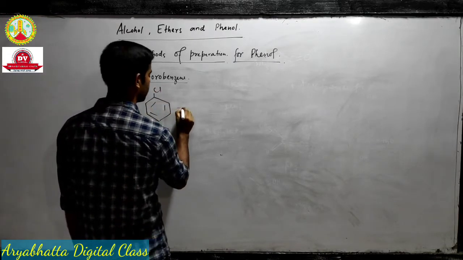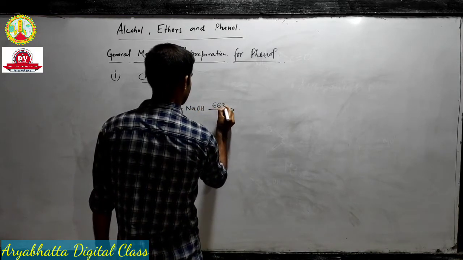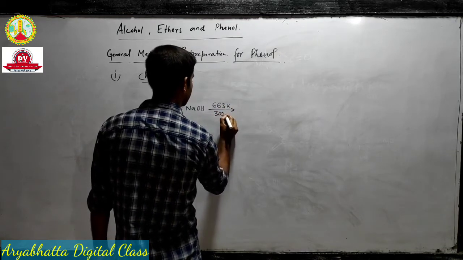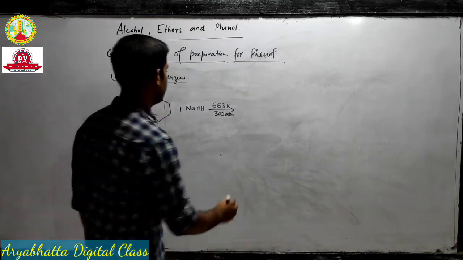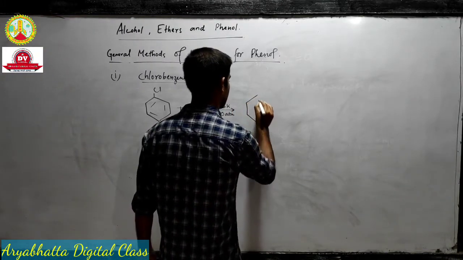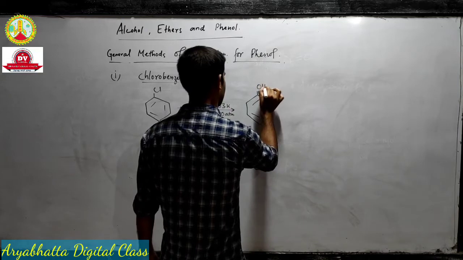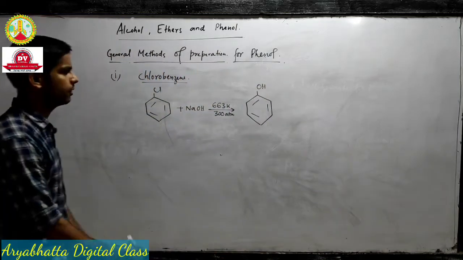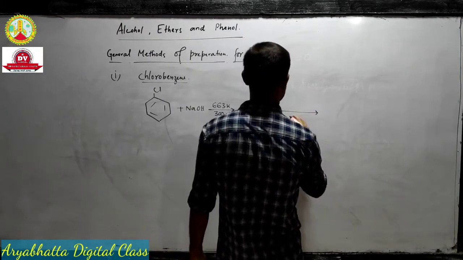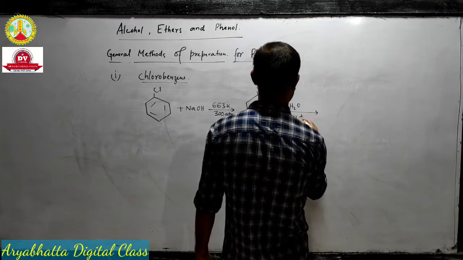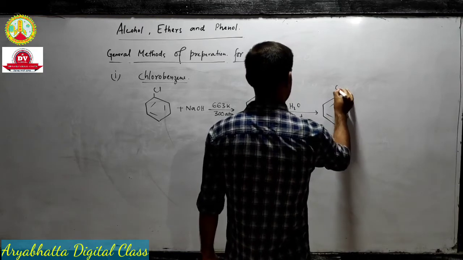So chlorobenzene reacts with sodium hydroxide at 300 atmospheric pressure, nucleophilic substitution of halobenzene. So first we will get actually ONa, and if we do the acid hydrolysis we will get our final product.